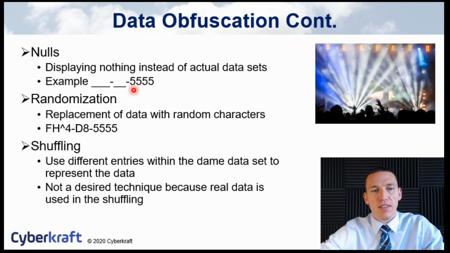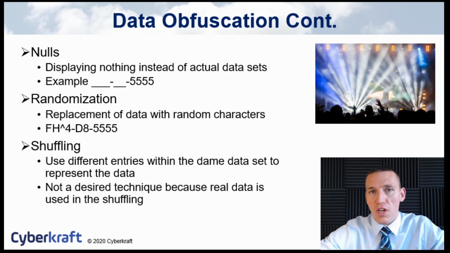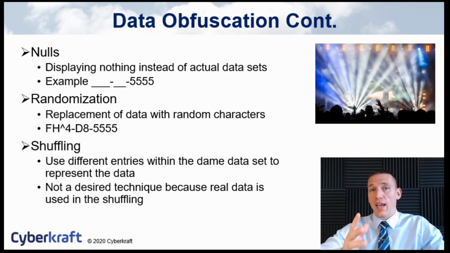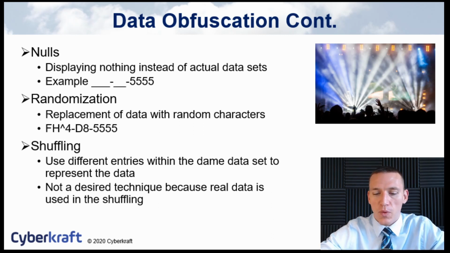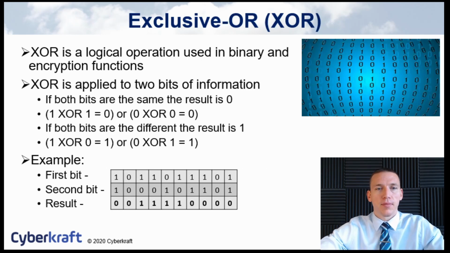Nulls, instead of masking, will display nothing instead of the actual data set. Randomization replaces the data with random characters. And shuffling uses different entities within the same data set. It's not really ideal to use shuffling because you're actually using real data, and you could technically come across the entire social security number if you use shuffling and it happened to randomize in a certain way. So nulls, randomization, and masking are usually much better.